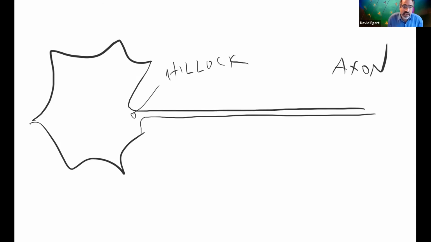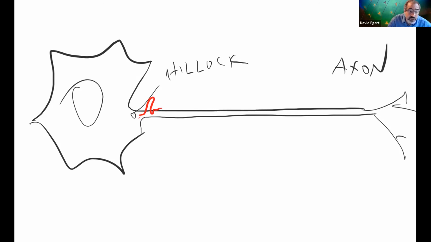So here is my axon going along. Here's my neuron. And everything we've just talked about was happening right here at the hillock. The voltage was going up and down. We hit threshold and bingo, we had an action potential. But now what we have to think about is, oh my God, it just got super positive right here.